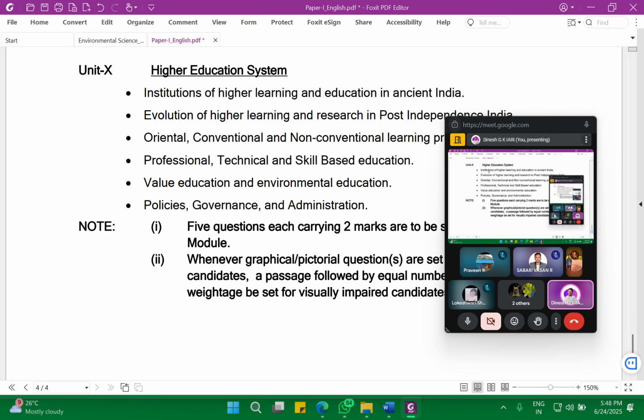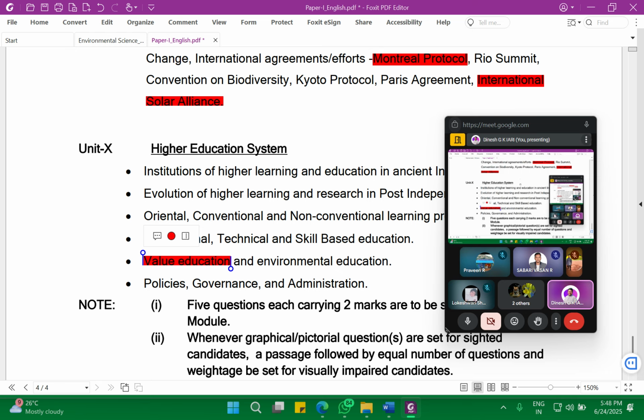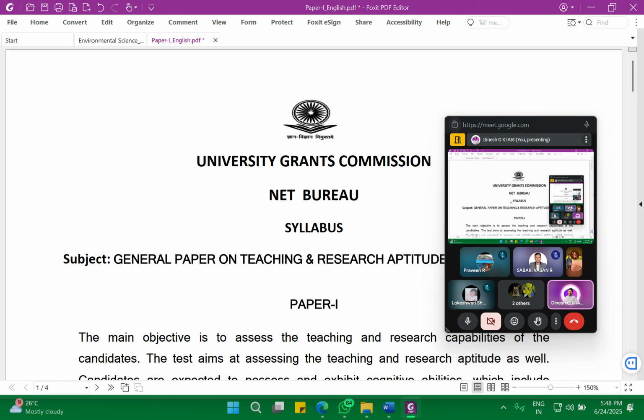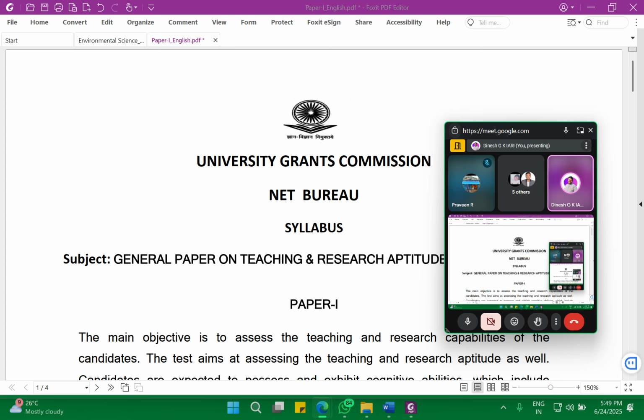and some may be from NAAC, and mostly questions related to this value of education. We may expect some questions, 1 or 2 questions. So from this paper 1, you need to score at least 40. If you are scoring near to 42, 45, it is very easy for you to secure the JRF in paper 2. So this is about paper 1.